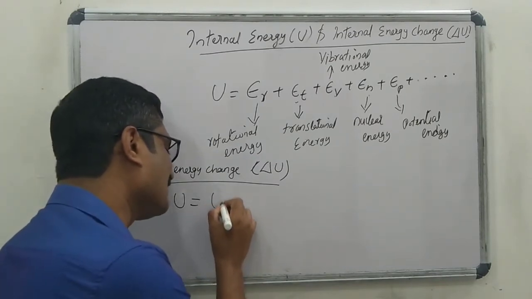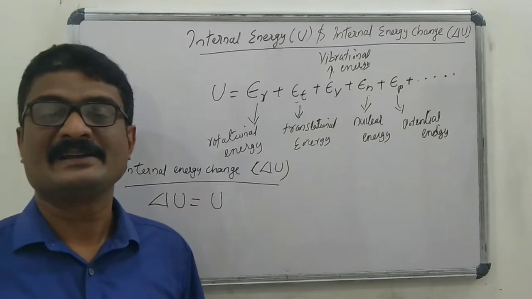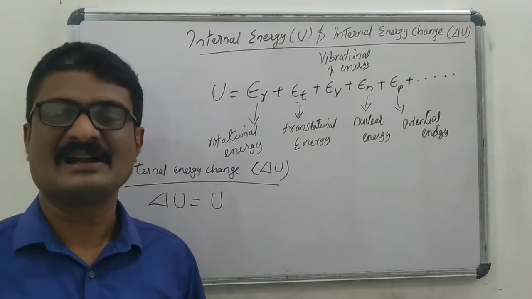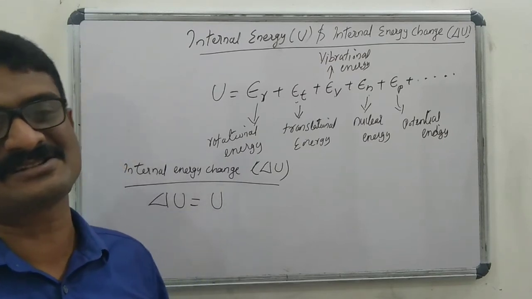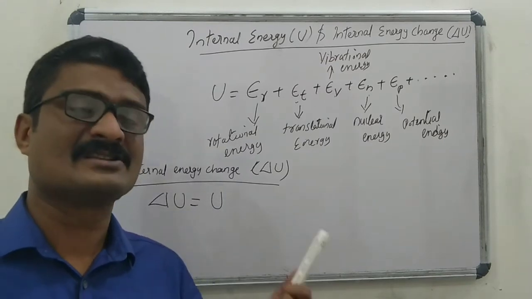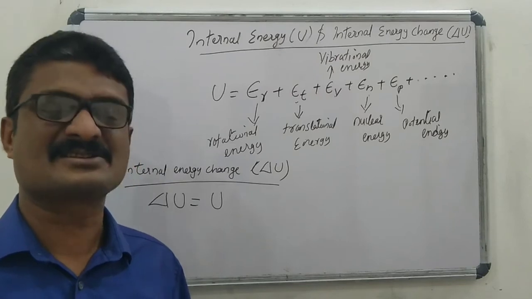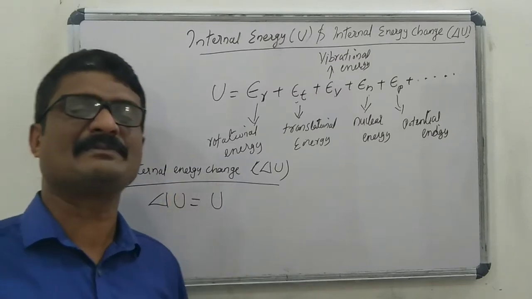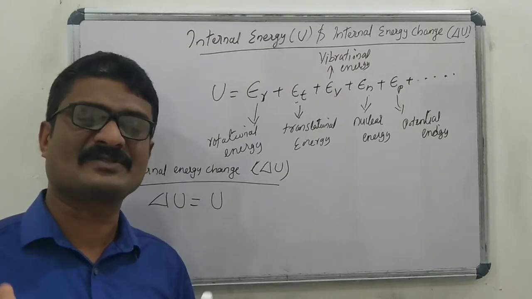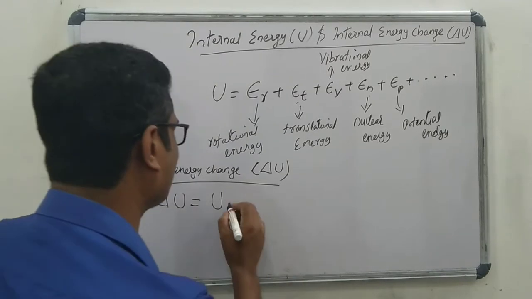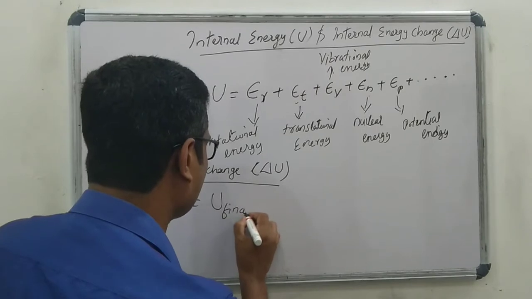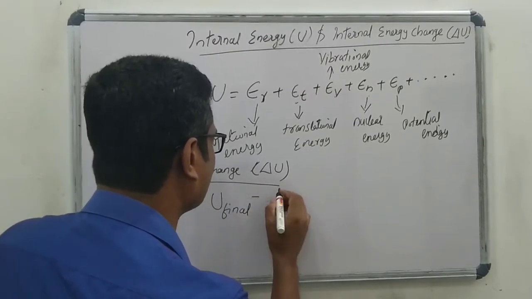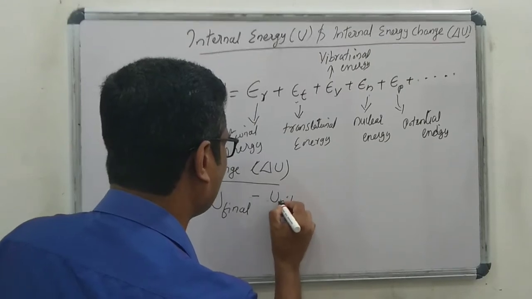The internal energy change delta U is the difference between the internal energies of the final state and the internal energies of the initial state. The reason is that we know the internal energy is a state function. That means the value of internal energy depends on the internal energies of the final state and the initial state. The internal energy change delta U is equal to U final minus U initial.